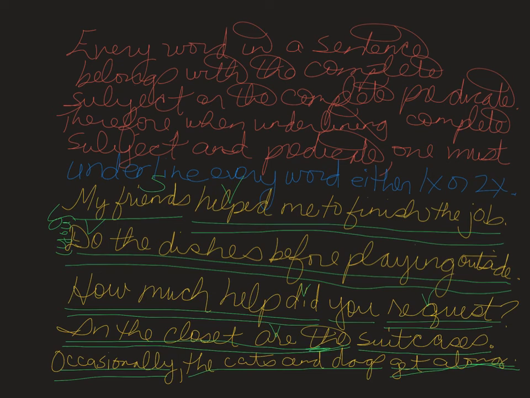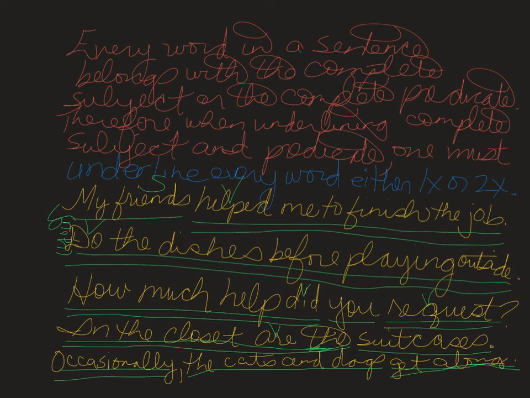And finally, I know this has been a long video, but there's a lot here to go over, and I want to make sure you understand it well. Occasionally, the cats and dogs get along, okay? Now, this one you really got to look at. Yes, it's declarative, so yes, the subject and verb, as per usual, are going to be in order. Subjects, and you have a compound subject here, are going to come before your verb.